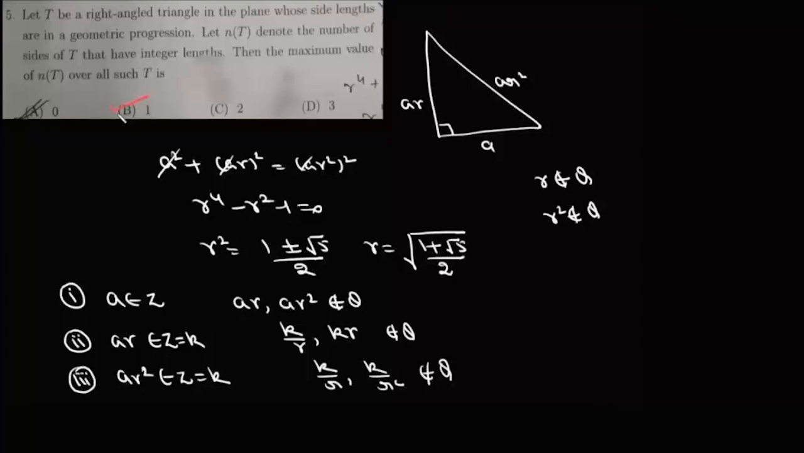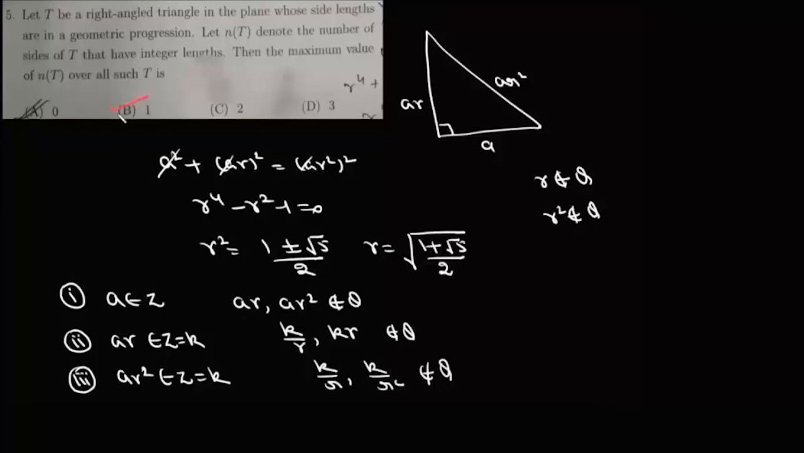1 plus under root 5 by 2. We have discarded the minus sign, and r will be under root of (1 plus root 5) by 2. Now as we can see in this question, both r and r square are irrational. Now we need to find how many sides of this triangle can be integer.